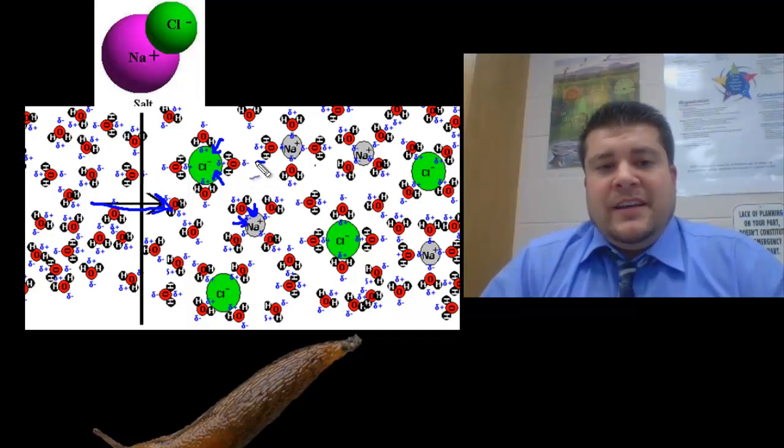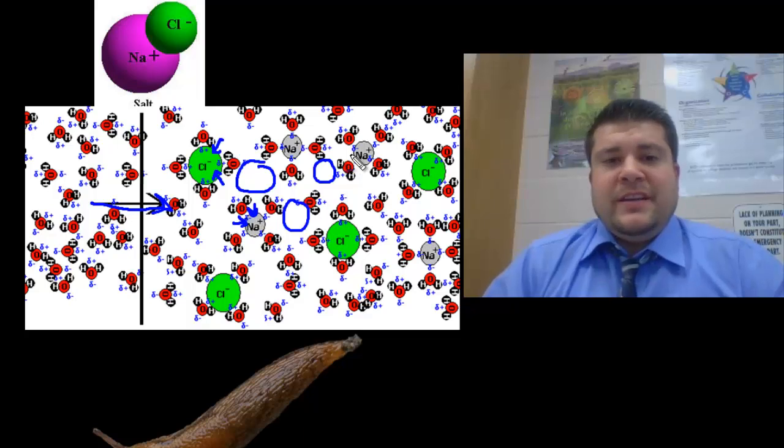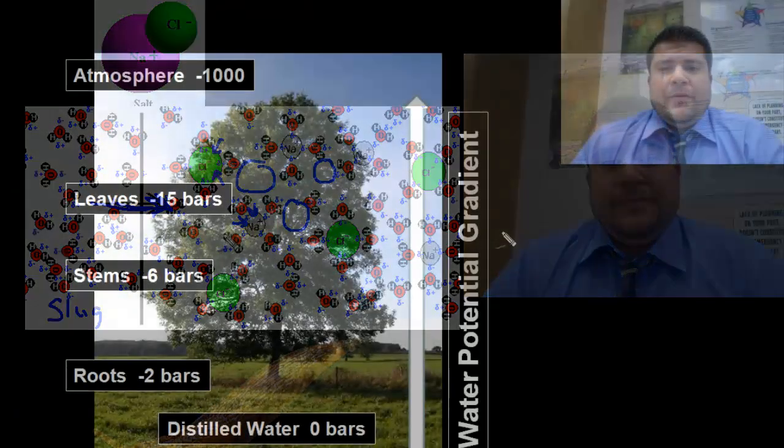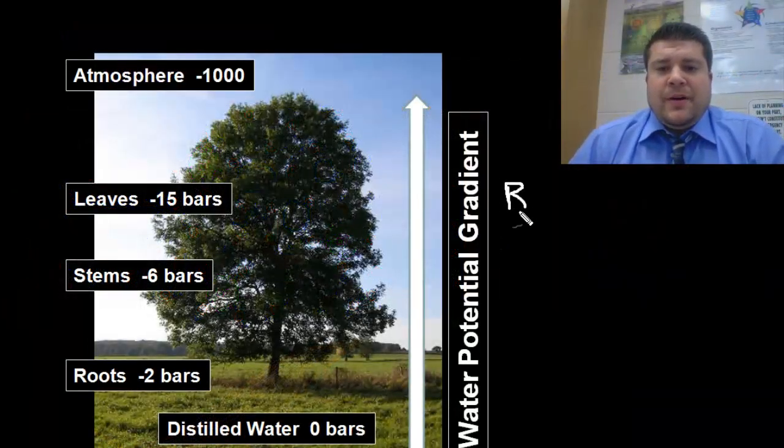And when it does that, it leaves these big open spaces, okay, and I'm just pointing out a few, but it really does leave all these open spaces around the salt ions. And because that space isn't filled, more water will start to flow in, okay? And so that way, if this was the slug, all of its cells that were in contact with the salt would lose water. We're going to measure water potential in something called bars.